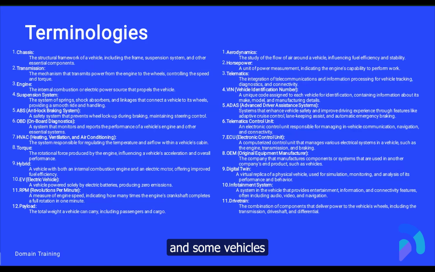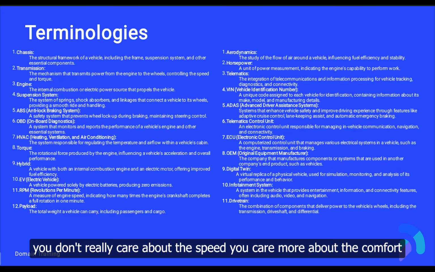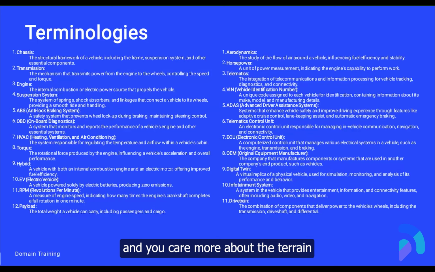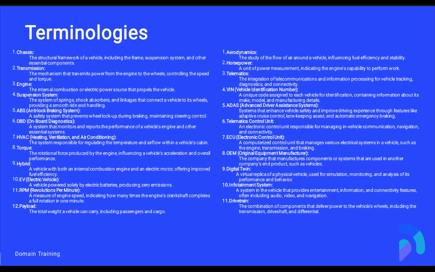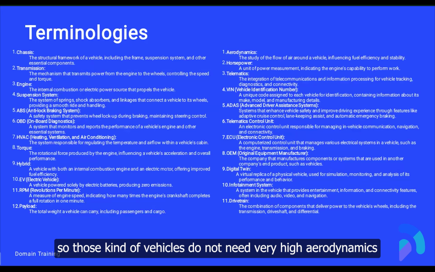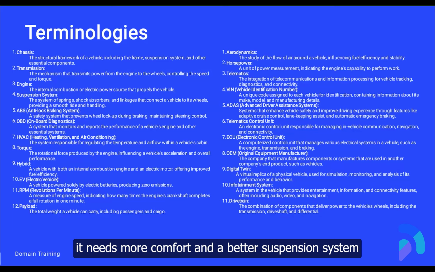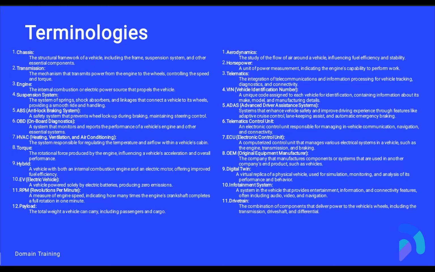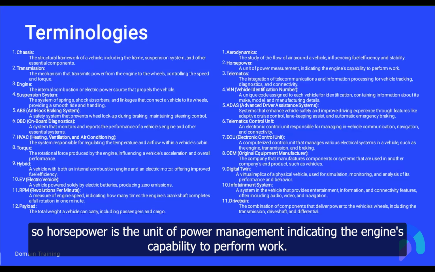And for some vehicles you don't really care about the speed. You care more about the comfort and the terrain, right? So those kinds of vehicles do not need very high aerodynamics. They need more comfort and a better suspension system. So coming to horsepower. Horsepower is the unit of power measurement, indicating the engine's capability to perform work.